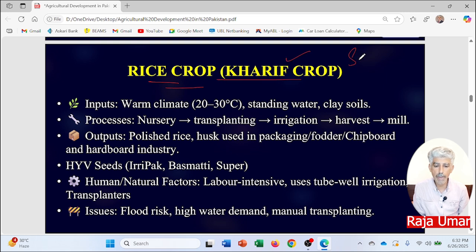It is a kharif crop as it is grown during summers, and requires warm climatic conditions. So 20 to 30 degrees Celsius is required for the growth of this crop. Standing water, stagnant water, flooded fields are required and needed. It means that rice needs a lot of water, and when we travel towards the Punjab regions, we see flooded fields where the rice crop is grown.